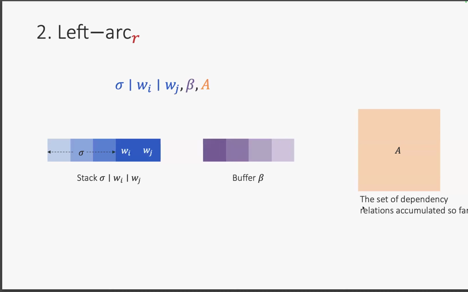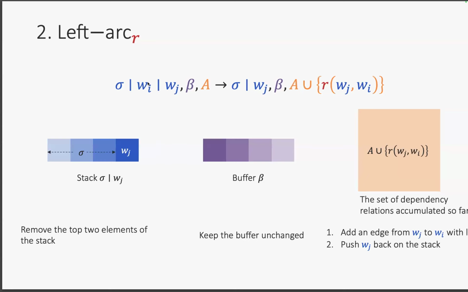Okay, so then our left arc operation is going to look at the top 2 elements of our stack, and it's going to make a decision of whether the word that's the last word in the stack, wj, can be the head of the second to last word, wi. So in other words, you are making a decision of whether you can place an arc relationship from wj to wi. That's the decision we are making with the left arc operation.